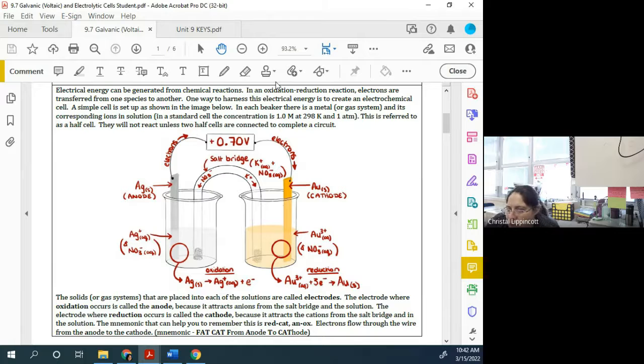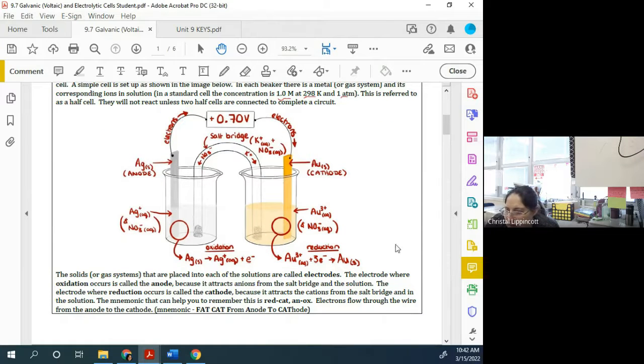So this is one of those cells. In a standard cell, that means you're at 1 molar, 1 atm for pressure, and your temp is 298. This is called a half cell, and this is the other half cell, and then they're connected. The solids are placed in a solution, and they're called the electrodes. So you've got an electrode here and an electrode here. The oxidation is the anode, and the reduction is your cathode.